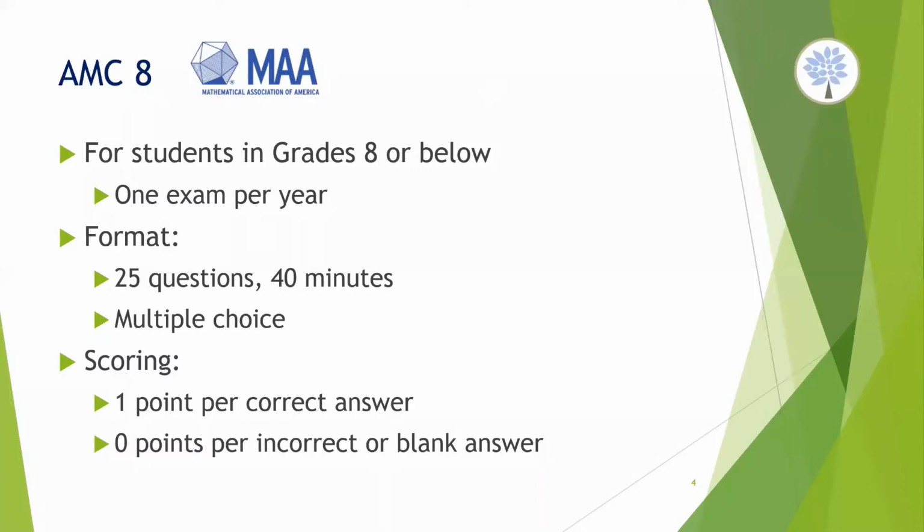As a brief overview, the AMC is for students in grades 8 or below, and it takes place once per year. The format of the test is that it has 25 questions to be done in 40 minutes. In each problem, there are 5 choices, A, B, C, D, E. You gain 1 point for each correct answer and no points for each incorrect or blank.